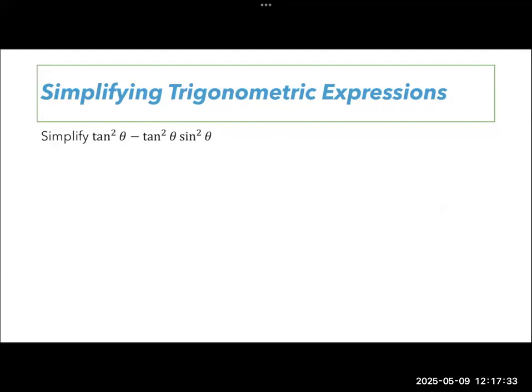If you're looking at algebra, you might notice that there is a tangent squared theta in both of our terms being subtracted. And so what that tells us is that there may be more than one way to go about this, and some ways may be more efficient than other ways. So you want to try to keep that in mind. It's okay if you don't do it the most efficient way, as long as your process is mathematically sound. Okay, so I'm going to show you one way to do this, but then we can talk about some other possibilities.